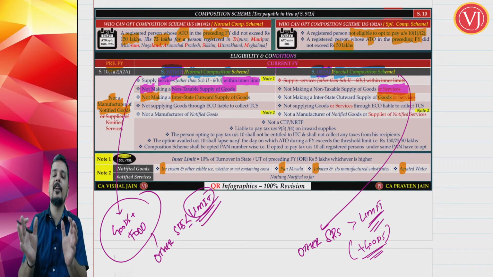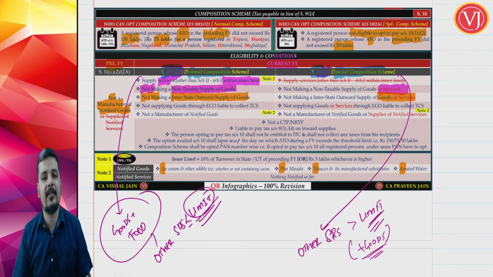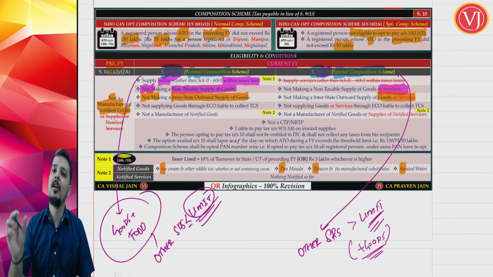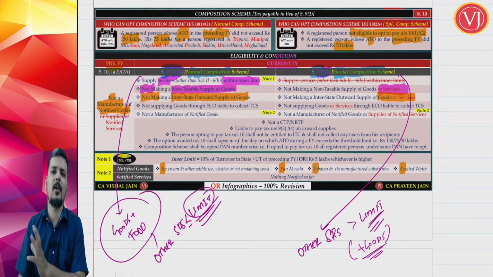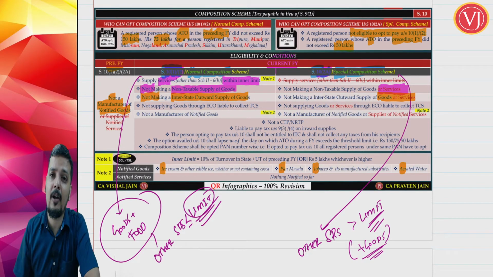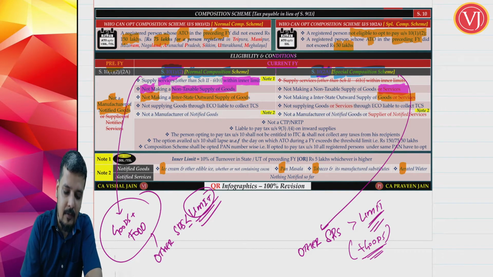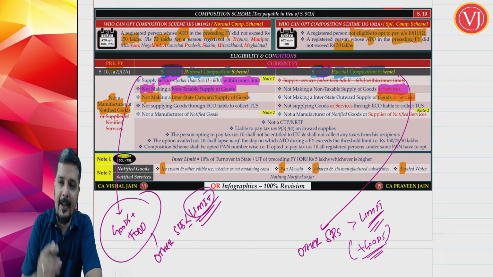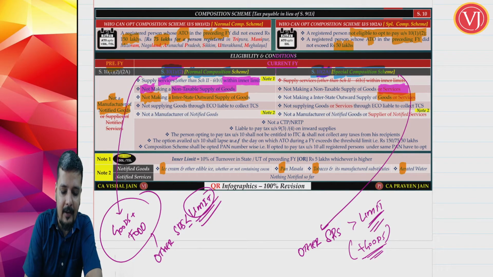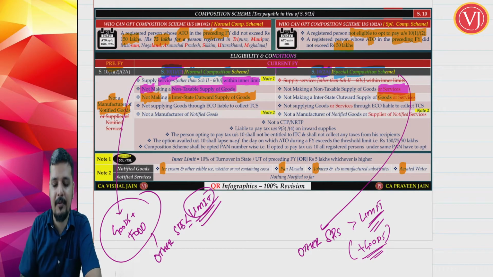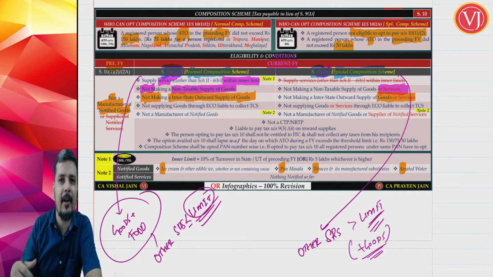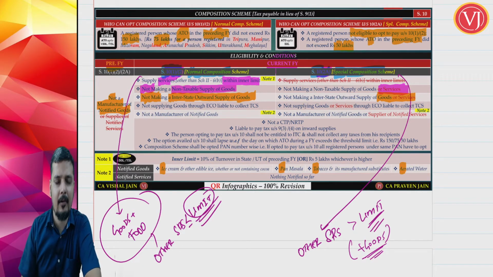Your outward supply should be within the state: intrastate outward supply of goods for the normal composition scheme. For the special composition scheme, it is intrastate outward supply of goods and services. Can you make interstate outward supply of goods? No, that is the negative part. I can make only intrastate supply, so I cannot have interstate outward supply of goods for the normal composition scheme. I cannot have interstate outward supply of goods as well as services for the special composition scheme.